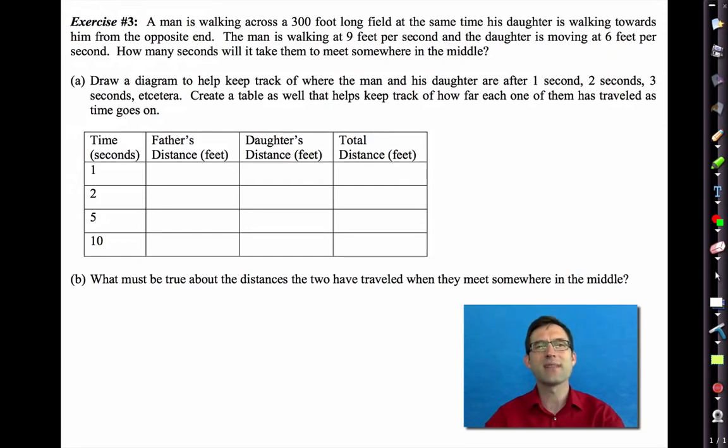So let's take a look at a slightly more complicated scenario. We've got a man walking across a 300-foot long field at the same time that his daughter is walking towards him from the opposite end. Okay, so we got the two people walking towards each other. The man is walking at 9 feet per second, right? So for every second that passes, he's going to travel 9 feet. And the daughter is moving at 6 feet per second. What we want to determine is how many seconds it will take before they meet somewhere in the middle. So they're booking along, and at some point in time, boom, they meet in the middle.